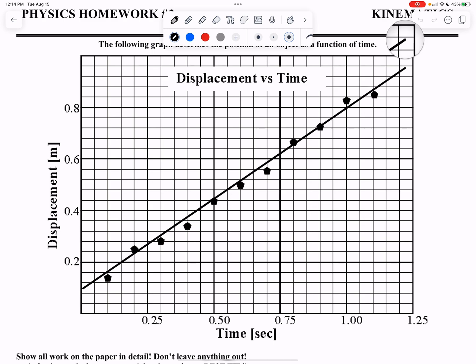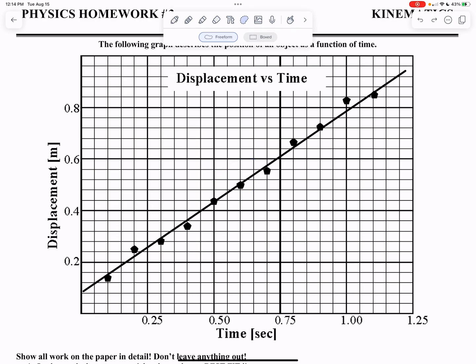You can see that there are some points above the line, and some points below the line, but it's fairly balanced. We could even go so far as to scoot it down a little bit like that. Okay, there's our best fit line.